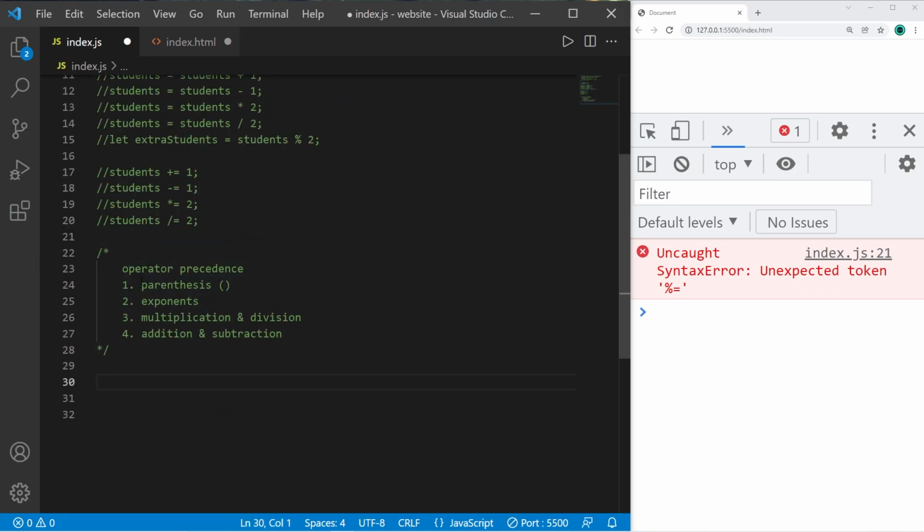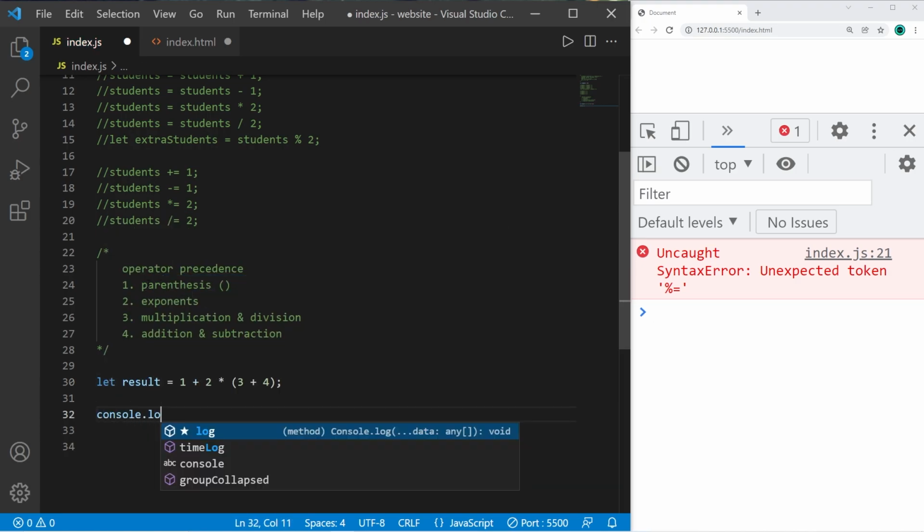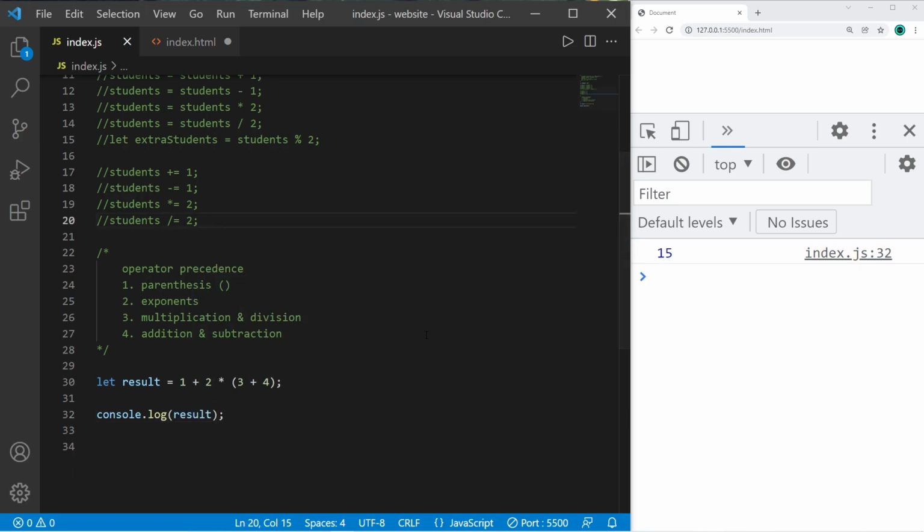Another thing to consider with arithmetic expressions is that there's operator precedence. Maybe we have this equation. Let result equals 1 plus 2 times 3 plus 4. And then I'm just going to display whatever the result is. So the result is 15.